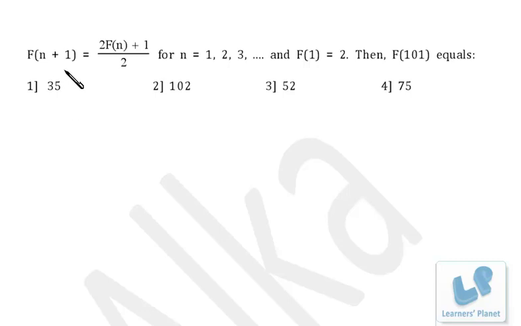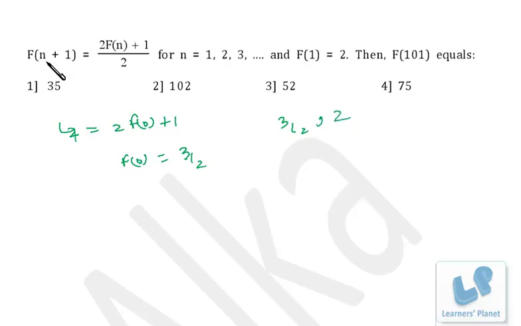Here f of n plus 1 is 2f(n) plus 1 by 2 for n equal to 1, 2, 3, and f(1) is 2, and f(101) we have to find out. Now quickly, f(1), if I put n equal to 0, what will I get? f(1), that's 2, is equal to 2f(0) plus 1 by 2. So that's 4. That means f(0) is what? 3 by 2.